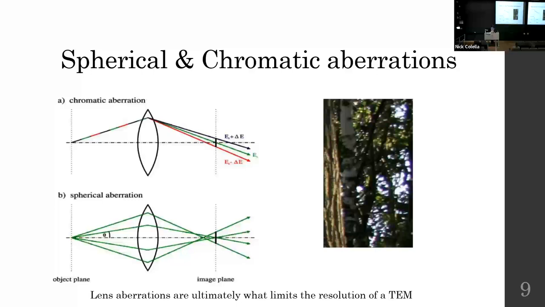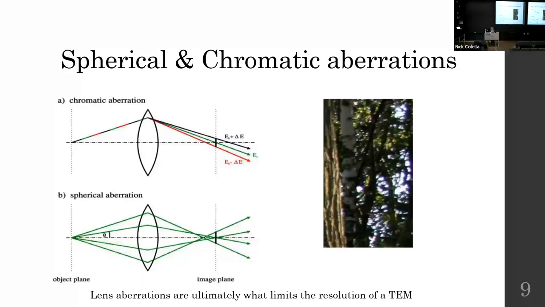So chromatic aberration is because the source of electrons is at a certain energy, but there's a certain energy spread to it. No electron gun is perfect. And so the electrons are going through lenses, and if an electron is moving slightly faster or slightly slower, it's going to be deflected a different amount. And so that means we get a spread of angles that the electrons are coming out of the lenses. And obviously that's going to make it hard to focus. So this is an example of a chromatically aberrated image.